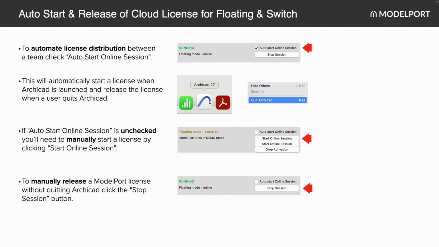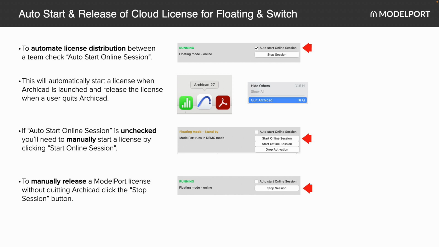Now, what happens if you are working and your teammate comes up and says, I need a license, okay? There's no more licenses on the server. Well, you can click the Stop Session button, and then that will automatically release that back to the server. And you can, of course, start an online session to start a new session. These are two manual ways of doing it. Why you would want to do that is you've unchecked the auto start. So in other words, if I uncheck the auto start, then I'm going to be manually grabbing that license and then manually releasing that license.